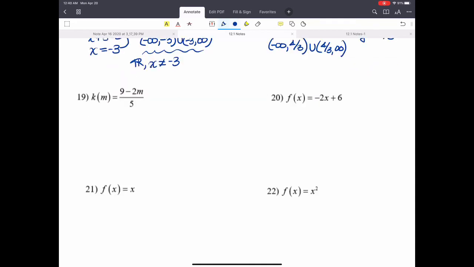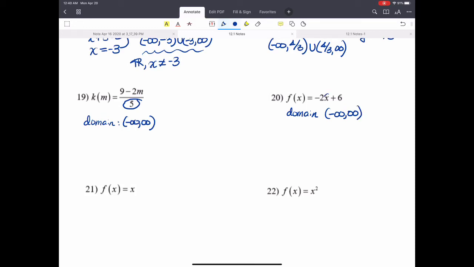This one right here, if you look at this rational function right here, there is no variable in the denominator. So that just tells us that this could be anything. The domain of this one is up in the air. It could be -infinity to positive infinity. There's no limit. The sky's the limit basically on that one. Same thing on number 20. The domain on that one is going to be all reals.